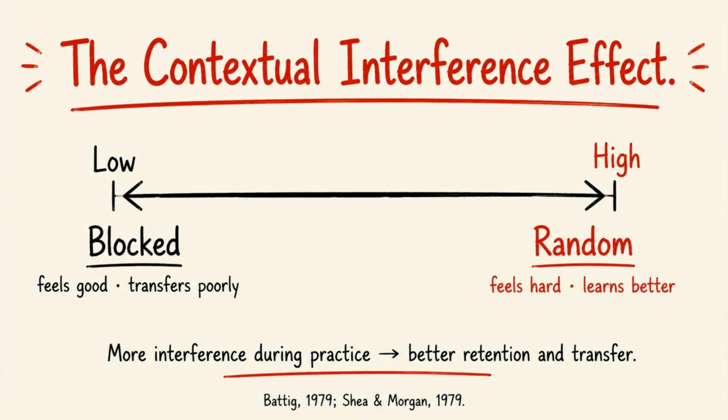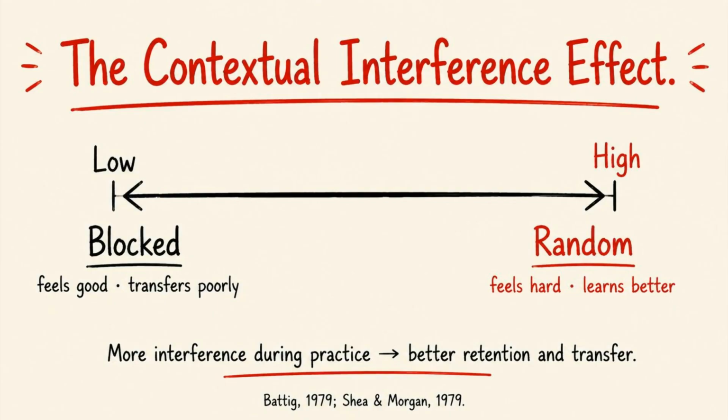Researchers used to assume interference is simply bad, that low interference, smooth, blocked practice would produce the best learning. The contextual interference effect is the finding that the opposite is true. High contextual interference, the random schedule, produces better learning, better retention and transfer than low interference, even though, and this is crucial, it produces worse-looking performance during practice.